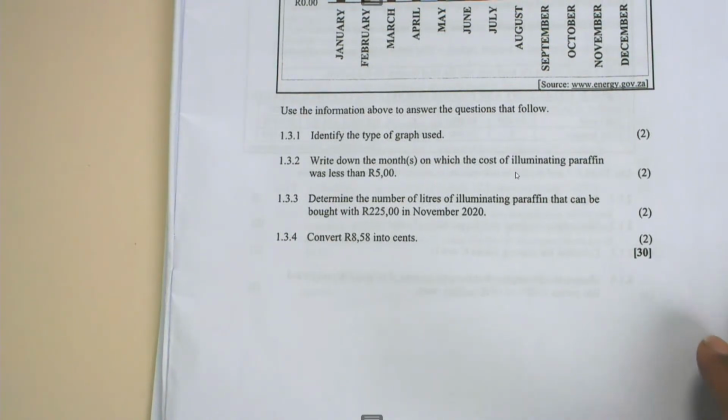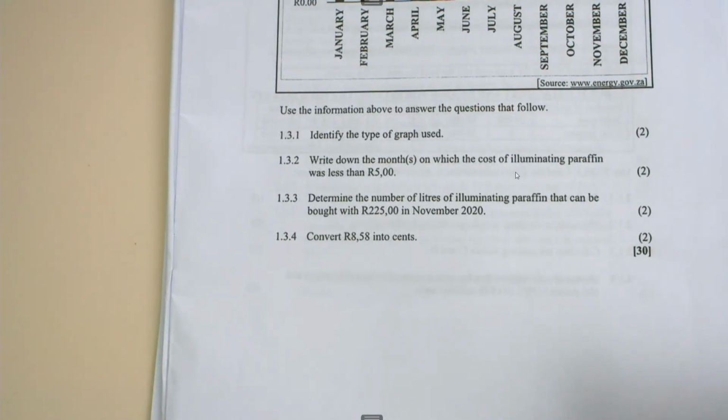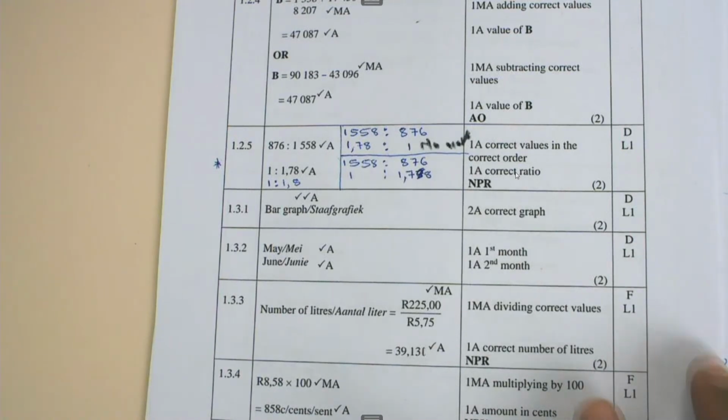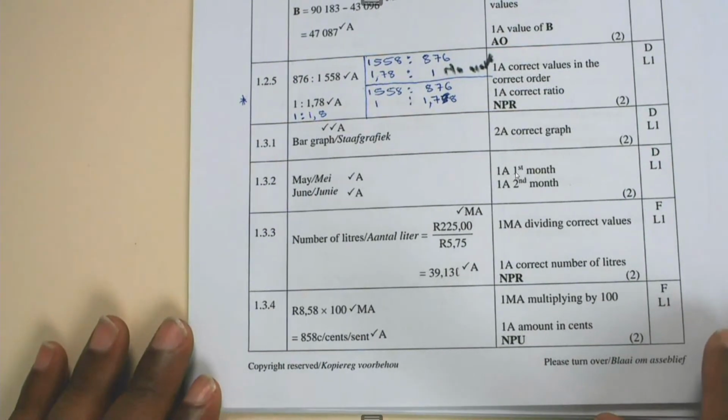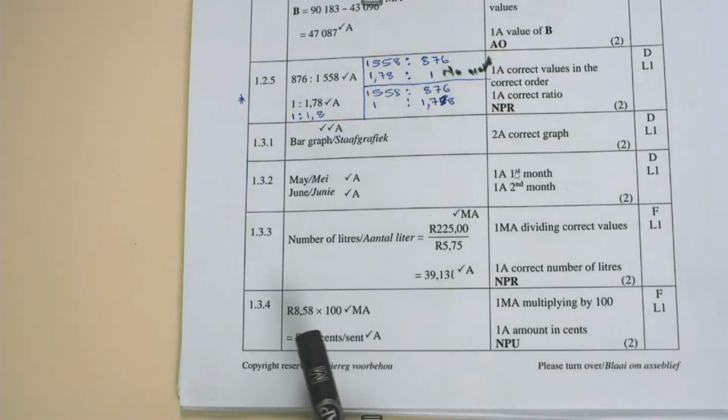The last question for question 1 is: convert 8 rand 58 cents into cents. Right, let's look at the answer to that. The answer is 8 rand and 58 cents. You multiply by 100, then the answer should be 858 cents.